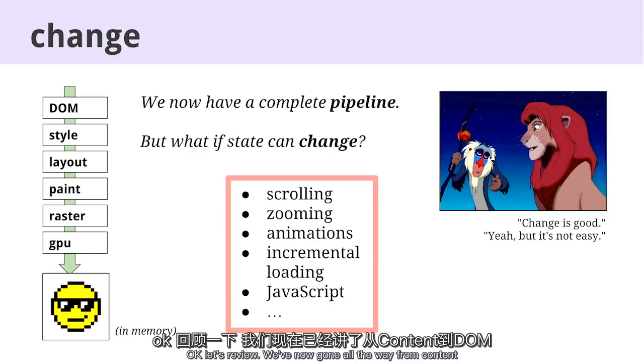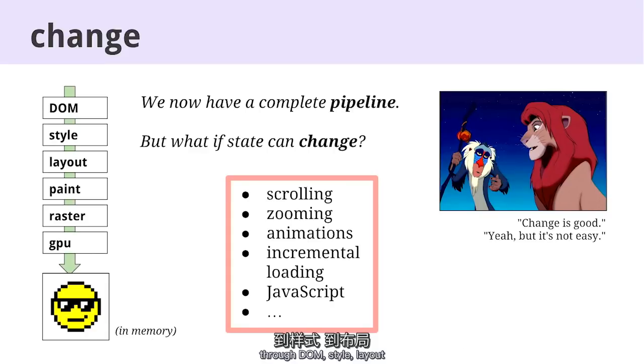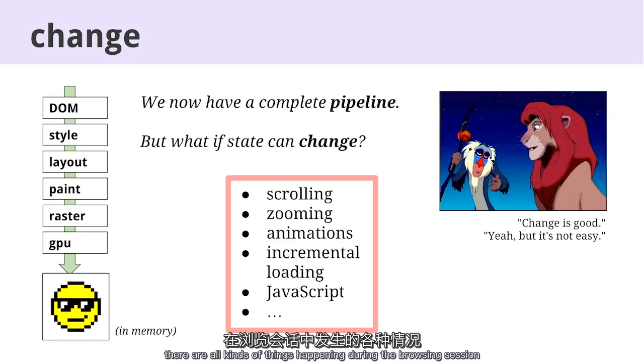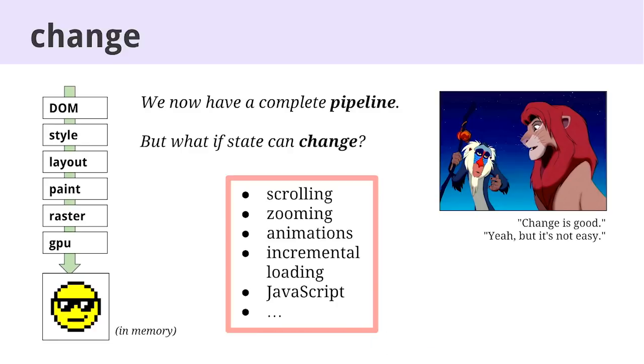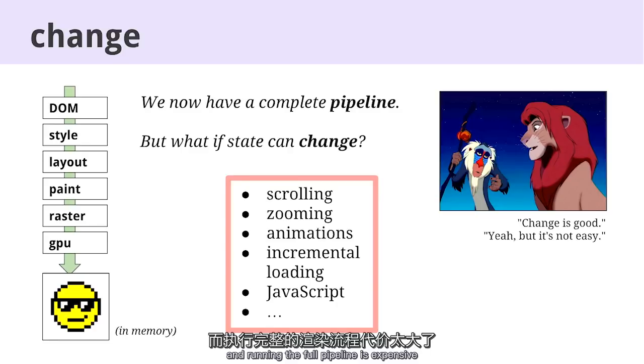We've now gone all the way from content through DOM, style, layout, paint, raster, and GPU to pixels in memory. But it's about to get more complicated. To motivate this, first remember that the rendering is not static. There are all kinds of things happening during the browsing session that can change the rendering dynamically. And running the full pipeline is expensive. So we want to avoid unnecessary work as much as possible.